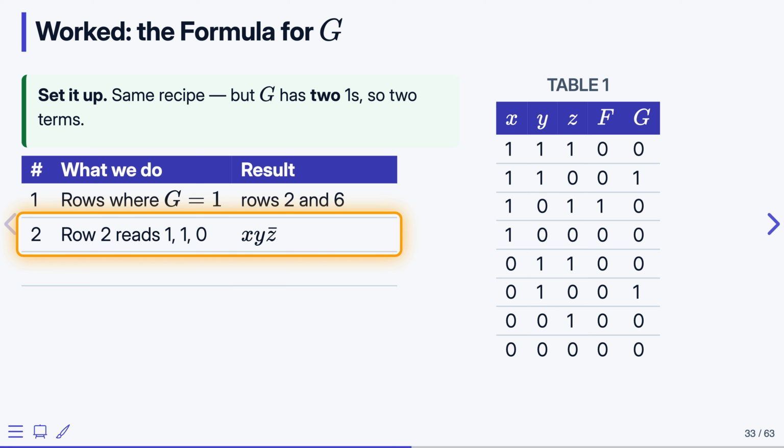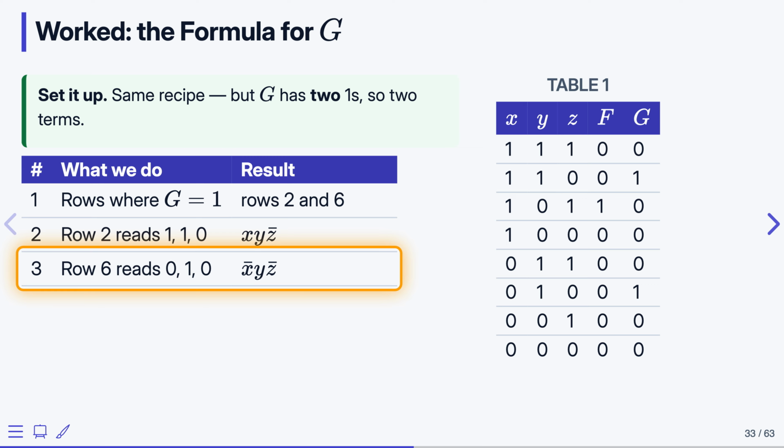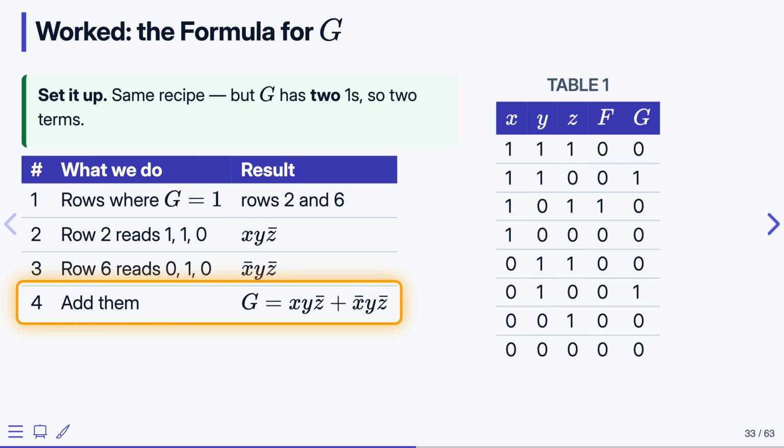Step 2. Take the second row. X is 1, so write x. y is 1, so write y. z is 0, so write bar z. The term is x y bar z. Step 3. Take the sixth row. X is 0, so write bar x. y is 1, so write y. z is 0, so write bar z. The term is bar x y bar z. Step 4. Add the two terms. G equals x y bar z plus bar x y bar z. Two ones in the column, two terms in the formula.